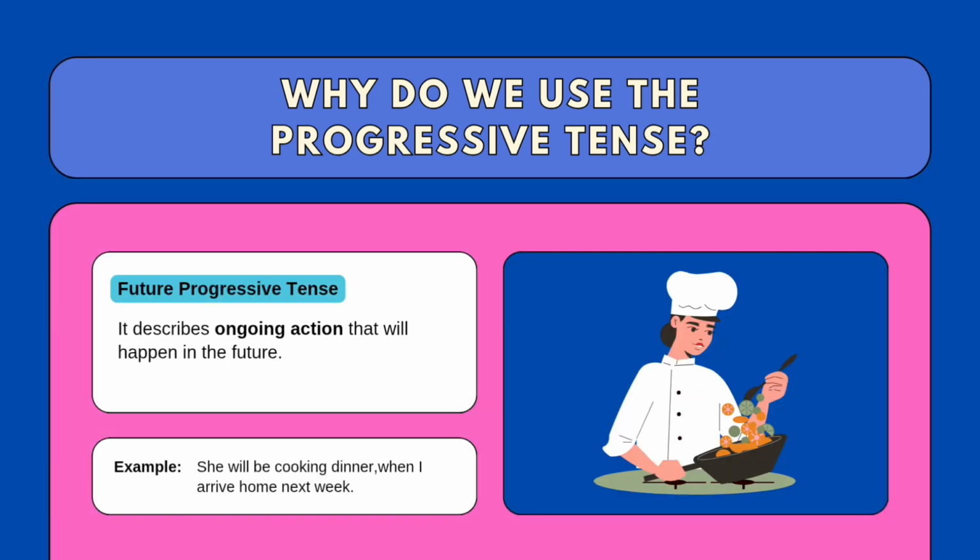Next is future progressive tense. It describes ongoing action that will happen in the future. For example, she will be cooking dinner when I arrive home next week.